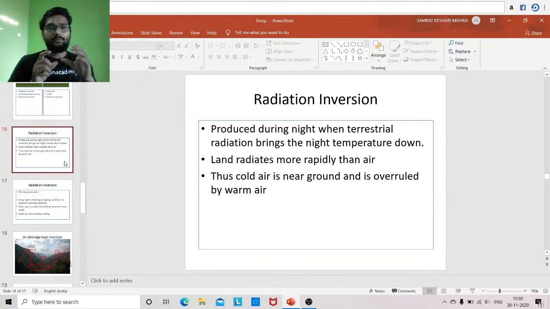Normally, as we go up in the atmosphere, altitude increases and temperature falls. But in this case, cold air is there at the ground and in the upper atmosphere there is warm air. So automatically it is inversion of temperature. And as it is caused by terrestrial radiation, it is called radiational type of inversion.